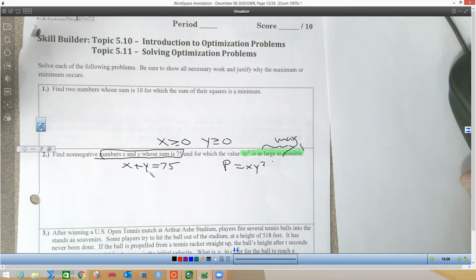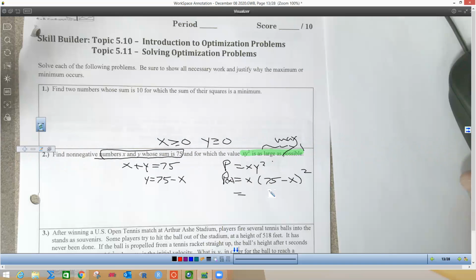So I'm going to take this information and solve this for one of the variables and stick it over here in order to find the as large as possible number I can get here. So I'm going to solve this for y. It didn't really matter. You can solve for either one. And I'm going to stick 75 minus x in there for that y. So x times 75 minus x squared. And we can do product rule here, or I can go ahead and simplify that. What would you guys do?